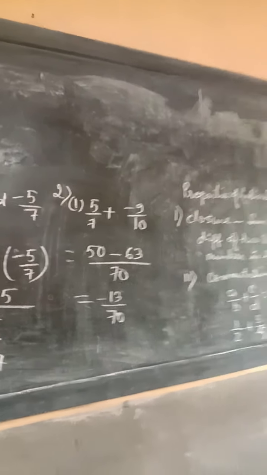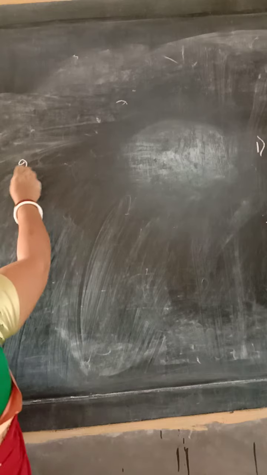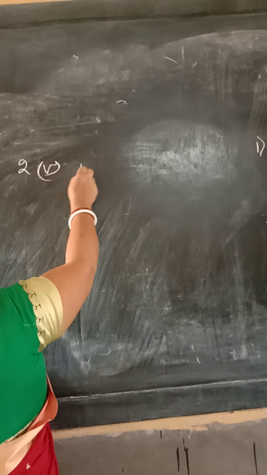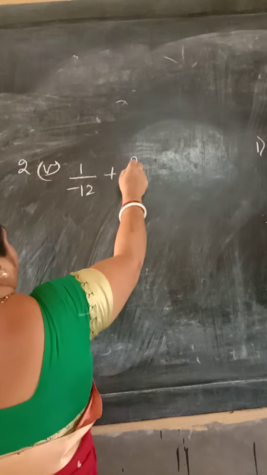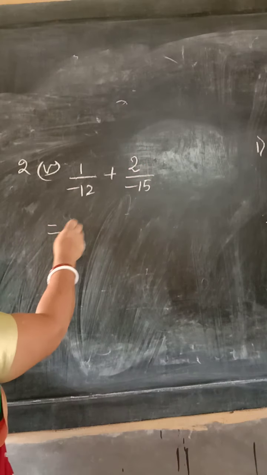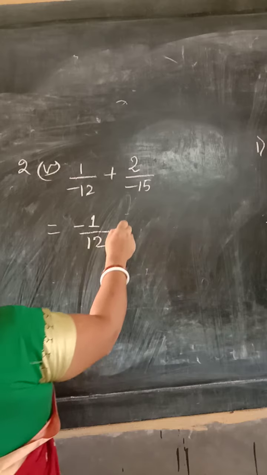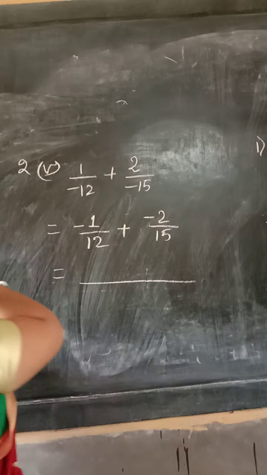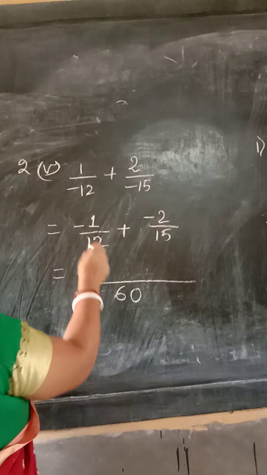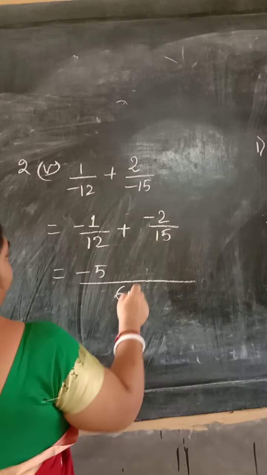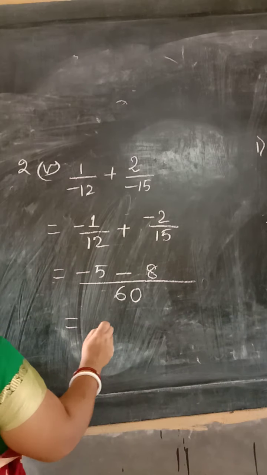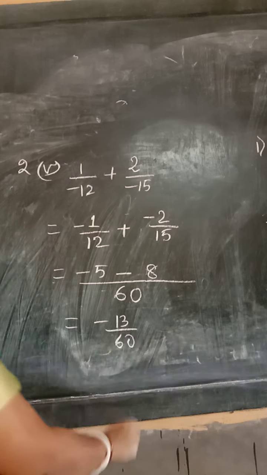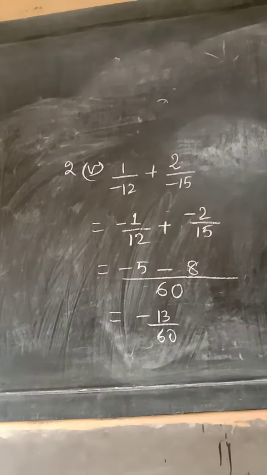Now if you see question number 2, part 5, you can see the denominators are negative. It is 1 by minus 12 plus 2 by minus 15. We'll rewrite it with the negative numerator and positive denominator. The LCM of 12 and 15 is 60. 12 fives are 60, so this is minus 5. 15 fours are 60, so this is minus 8, or minus 13 by 60. So this is question number 1 and 2.